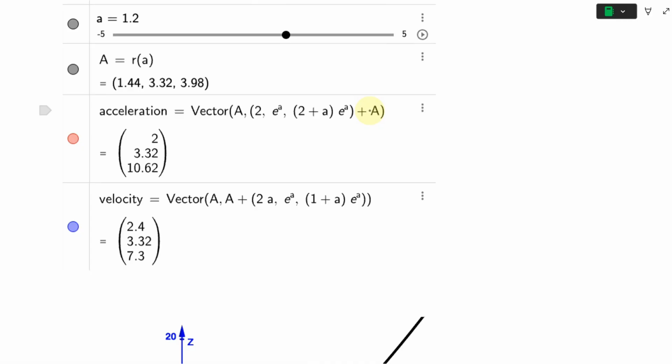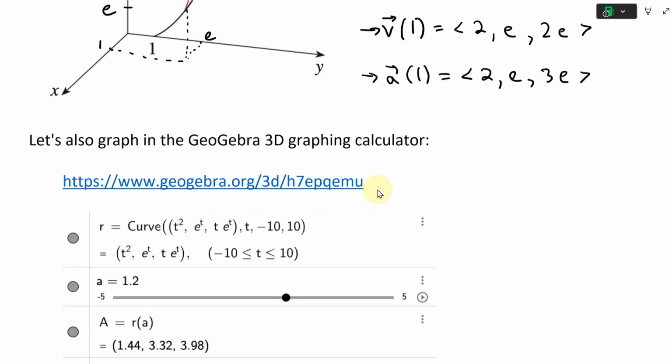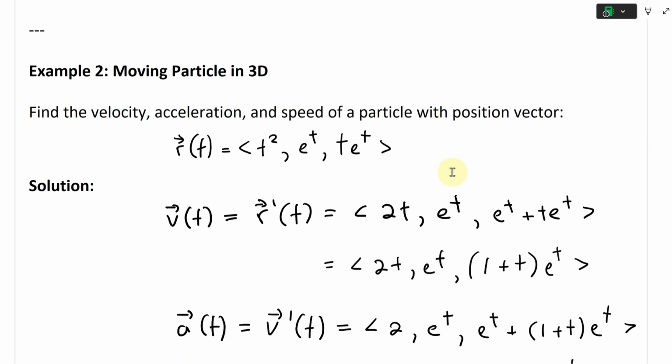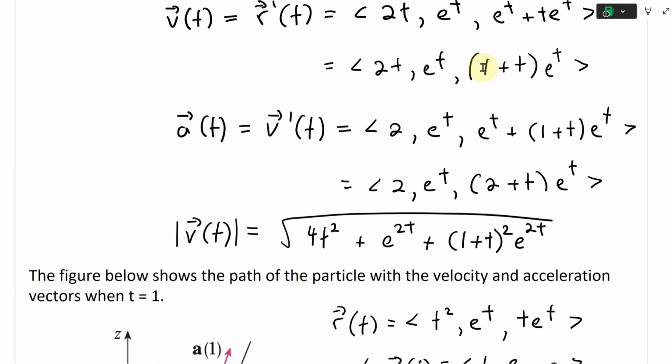And then likewise here for the velocity, you go vector a, and then a plus, there's the velocity vector 2a, 2a e to the power of a, and then 1 plus a, e times e to the power of a. Again, that's just this part right here. So this is 1 plus t or 1 plus a. This is 2 plus t or 2 plus a, and then everything else is the same.